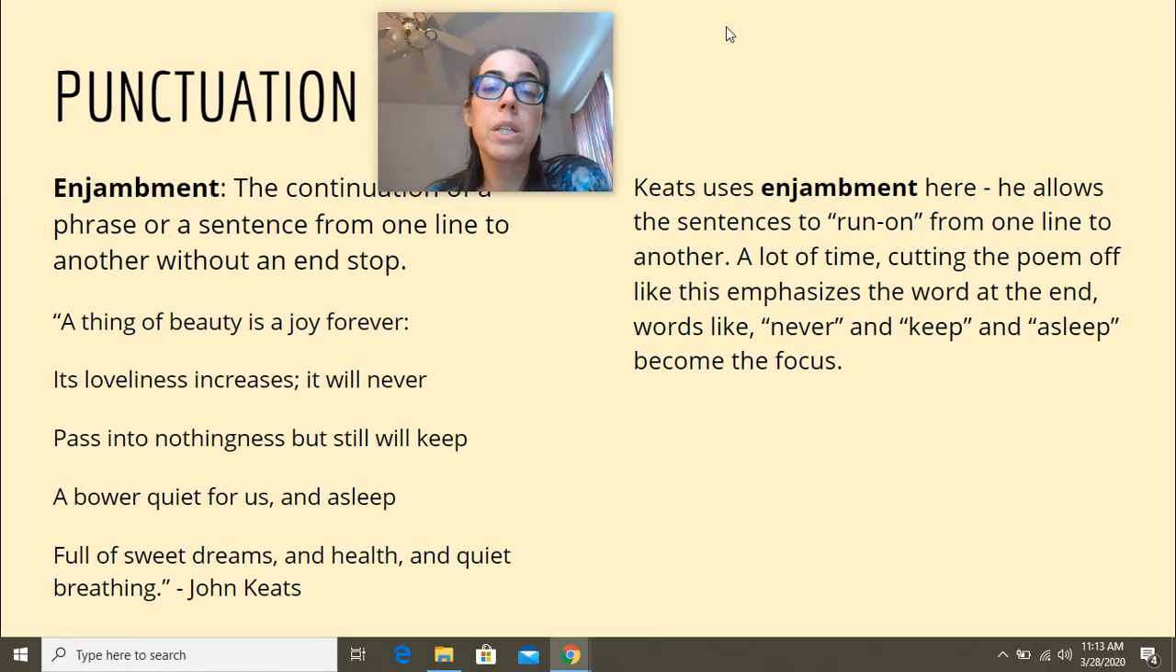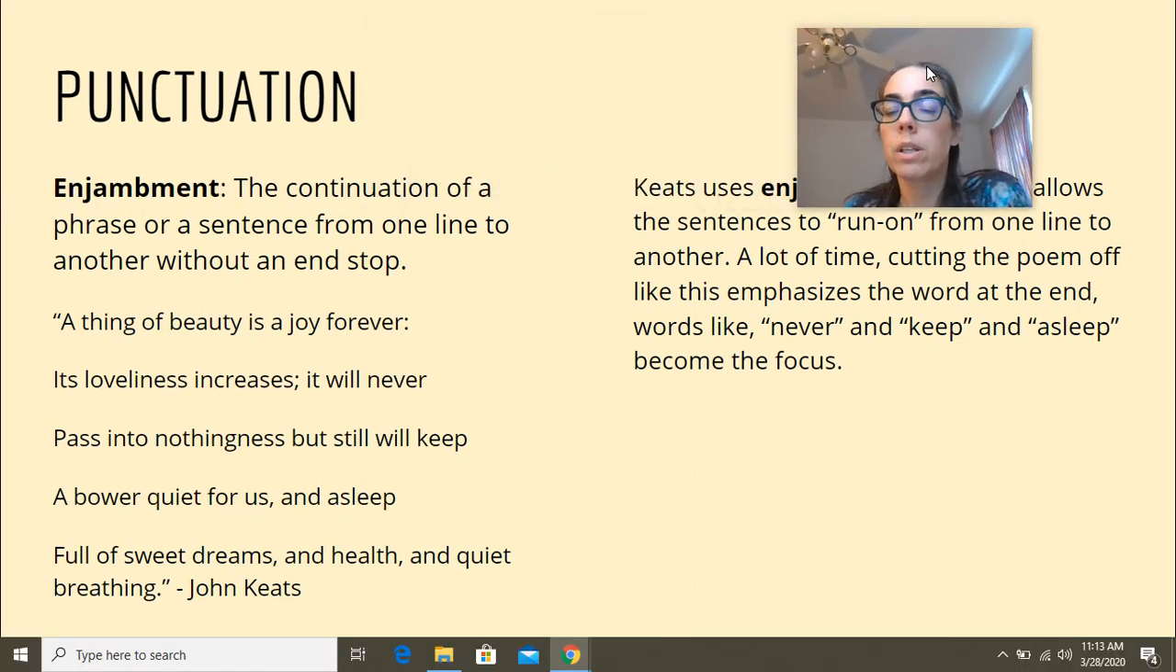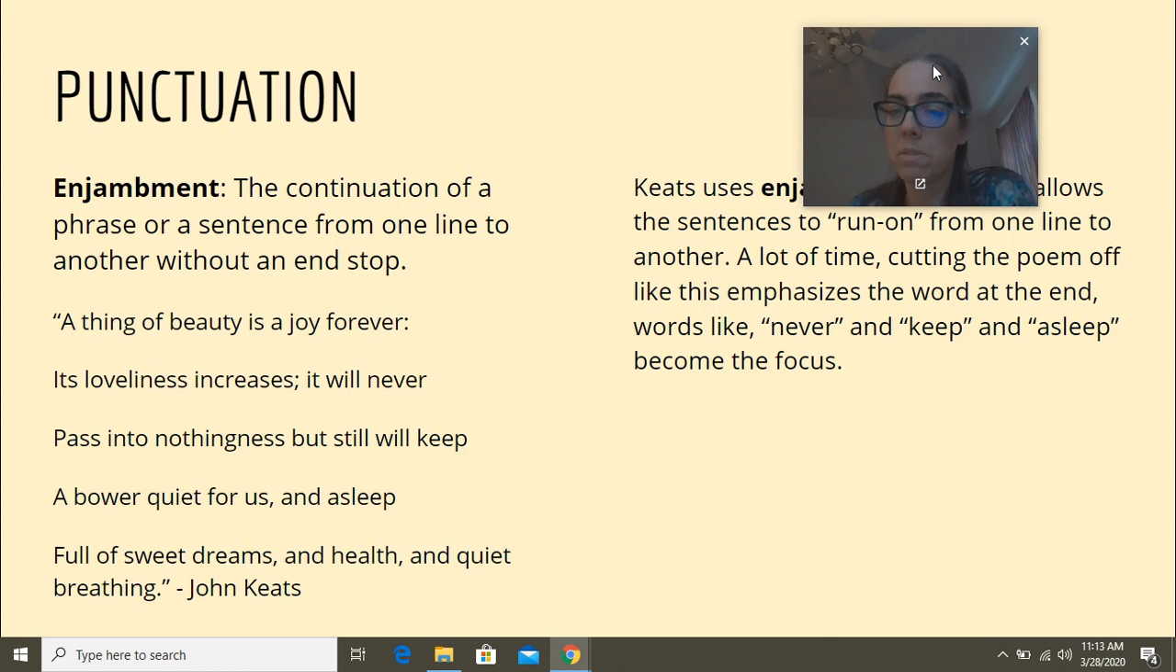Enjambment is one of my favorite things. Kind of like odes, I have favorite things in poetry. Sorry.